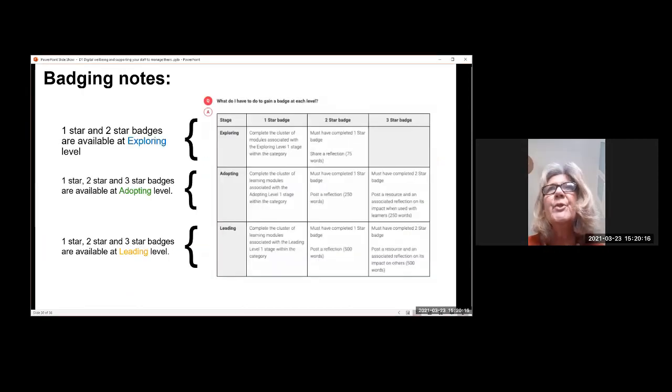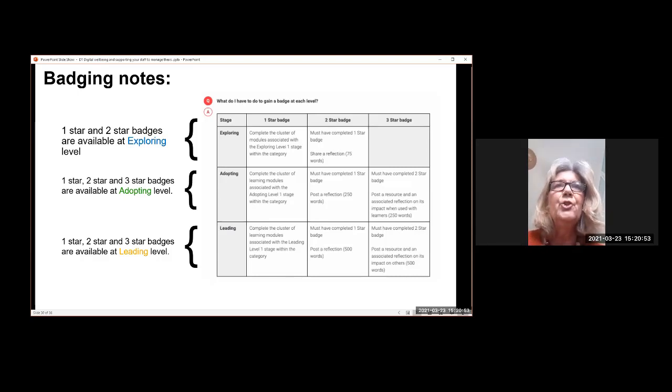Here is some more details and a little table that helps to explain the different badges and the different stages. These digital badges that we're talking about are linked to the 3 stages of the digital teaching professional framework that you may be familiar with. The stages are down the left-hand side of the table: exploring, adopting, and leading. At exploring stage, you're really at a beginner stage in relation to the module area, and you're thinking about how you might put the learning into practice with your learners.